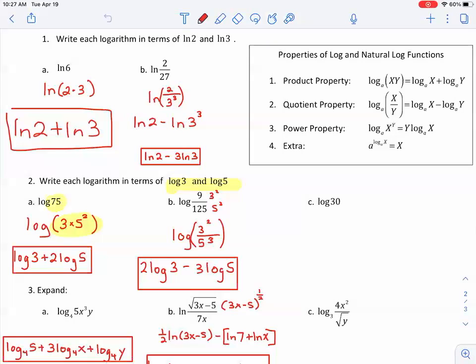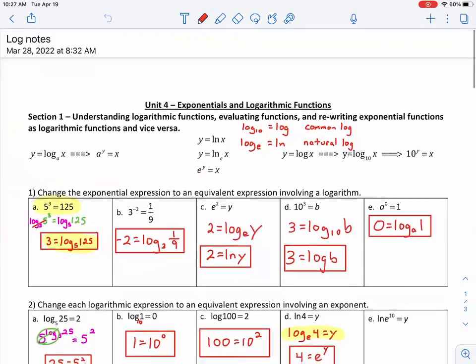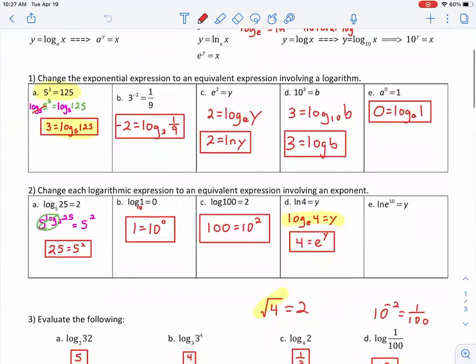So we'll do a quick review of where we left off. I know it's been a while. We started logs by converting from exponential form to log form, and that was part of our quiz that we took right before we left. You guys did awesome on the quiz.